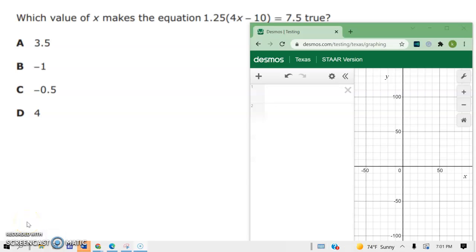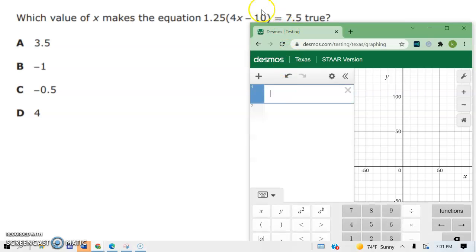It says, which value of x makes this equation true? So what we do here is I'm going to give you a trick on how to do these kinds of problems, and it's real simple. The first thing that you do is you type in whatever's on the left side of the equal sign exactly the way it is.